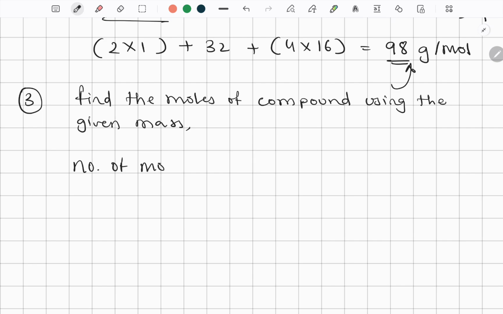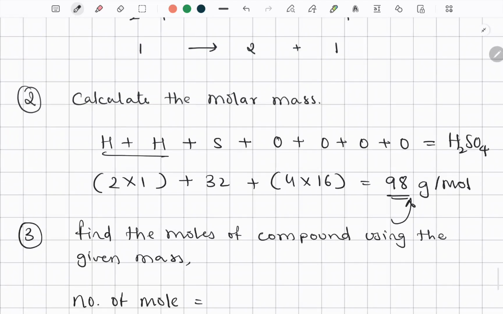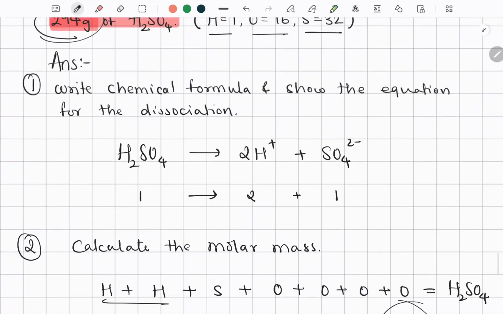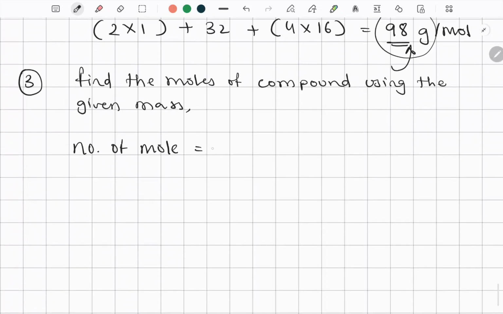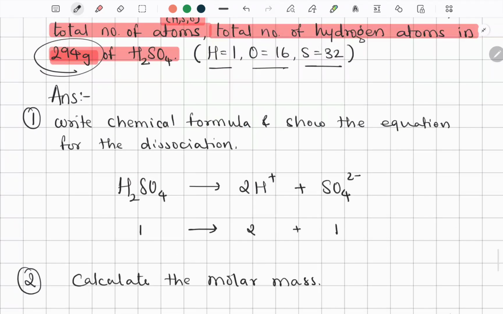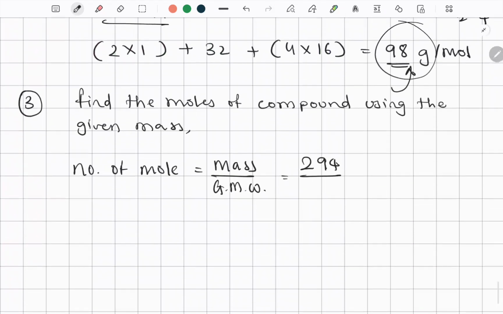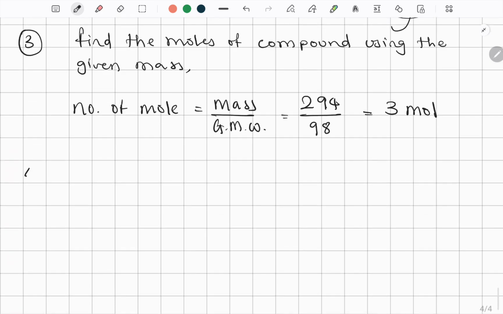It's very simple. Which formula are we going to use to calculate the number of moles from the molar mass and the mass given? The number of moles is equal to mass upon gram molecular weight, also known as molar mass. Our mass is 294, as you can see over here, and the molar mass calculated is 98. When you do 294 divided by 98, you get 3. So the answer is 3 moles. This is the third part.